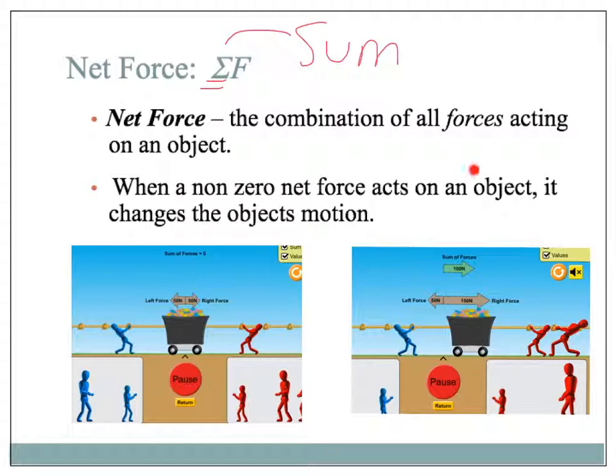What this sentence is talking about, when a non-zero net force acts on an object, it changes the object's motion. It's referring to a situation like this picture, where you have forces acting on the object in both directions, but they don't cancel each other out. There is a non-zero net force, and as a result, you can see that the cart has moved to the right.